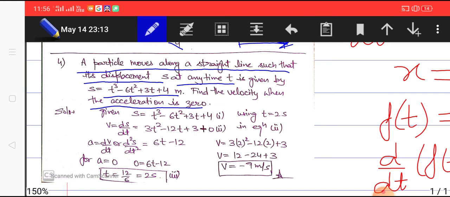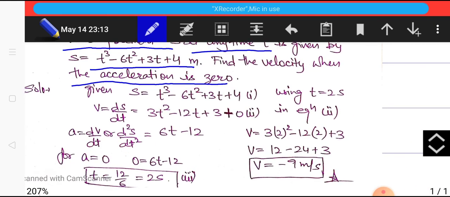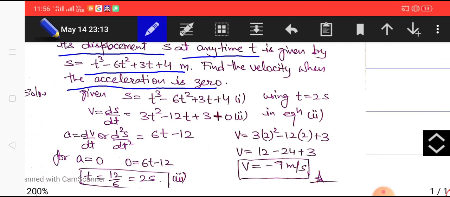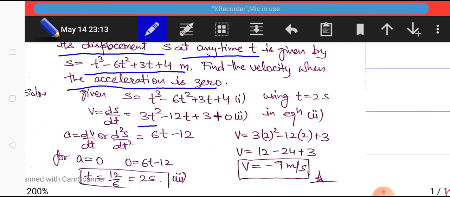So when acceleration is 0, first when I differentiate it, as I told you, differentiation of t cube will become 3t square. You can have a look at how I told you to differentiate, and differentiation of t square will become 2t, 2 multiplied by 6 will become 12, so it's minus 12t. Differentiation of 3t will become 3, and differentiation of 4, because it is a constant, will become 0. You need not write this 0 in every equation, it is just for your understanding. So differentiating this equation again, differentiation of t square will become 2t, and 2t multiplied by 3 will give 6t, and similarly differentiation of minus 12t will be minus 12.